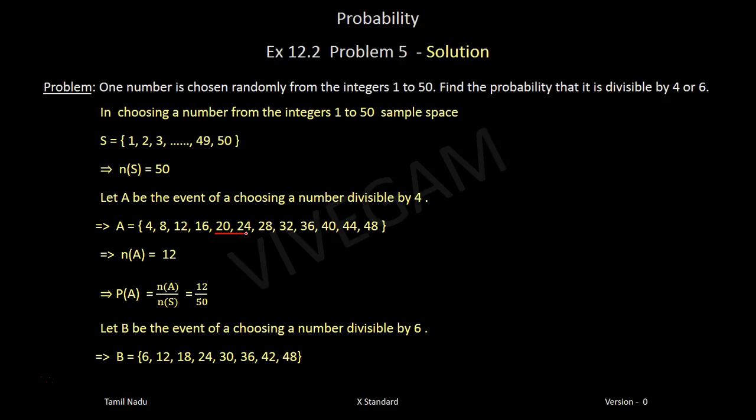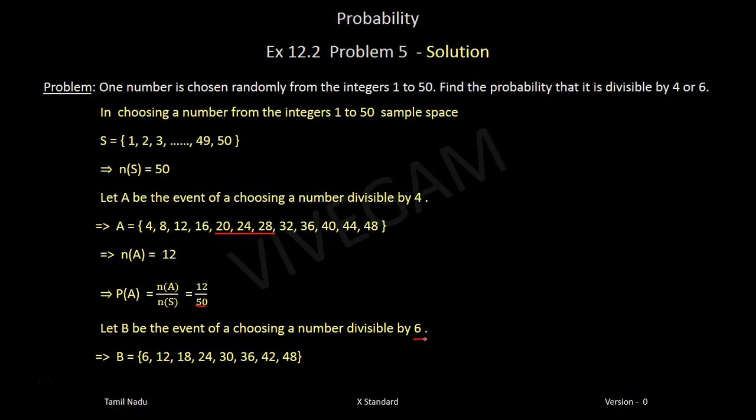All these outcomes are divisible by 4. How many are there? 1, 2, 3, 4, 5, 6, 7, 8, 9, 10, 11, 12 outcomes are there. So, n of A is 12. Probability of A is n of A divided by n of S. So, 12 divided by 50 is the probability of getting a number divisible by 4.